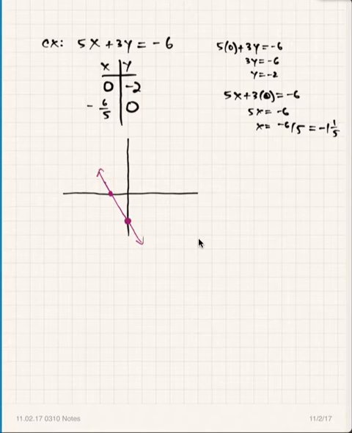Looks like that. 0, negative 2, when we put 0 in for x, we got negative 2 for y, that's this point right here. And notice that's the place where the graph crosses the y-axis. That is called the y-intercept for the graph. And negative 6/5, 0, which is this point right here, is on the x-axis. This is called the x-intercept.